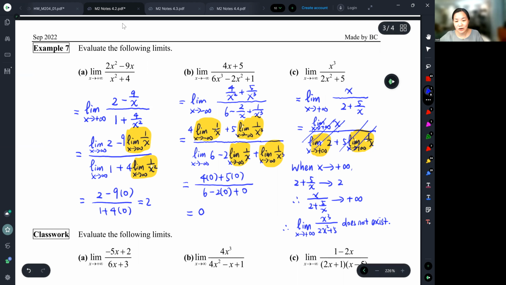Now you have a go. When you're done, you put up your hands and let me know. Turn on your camera. Turn on your camera.